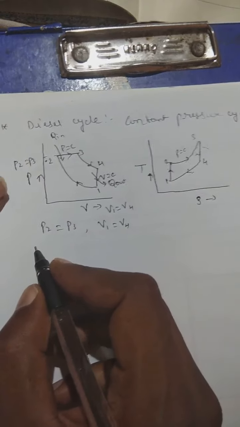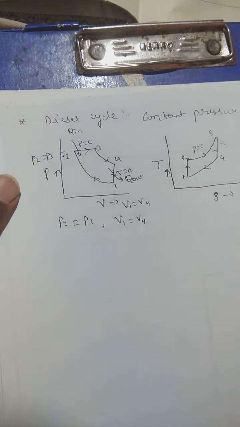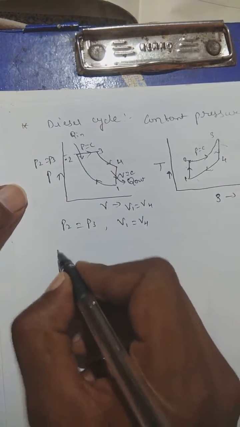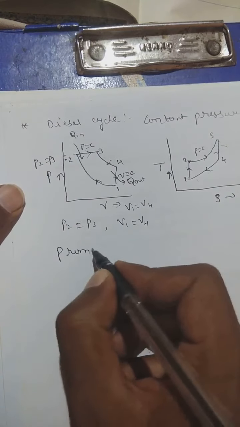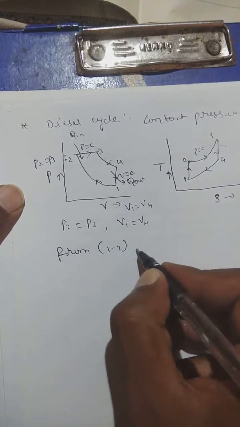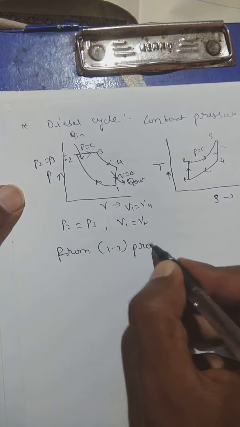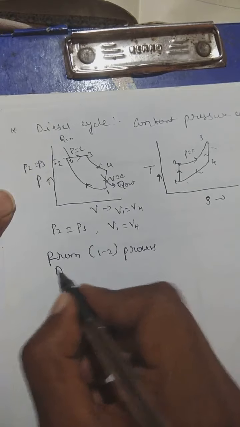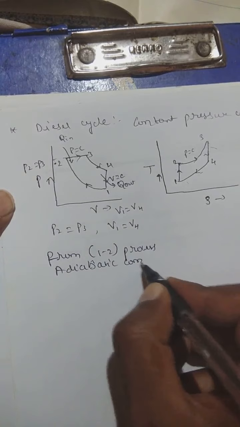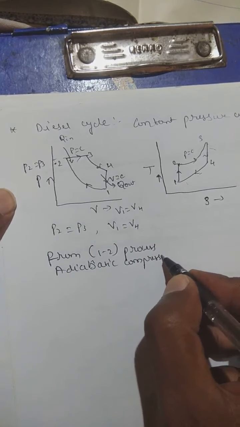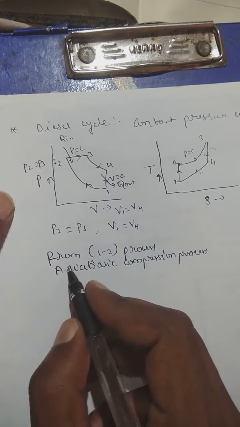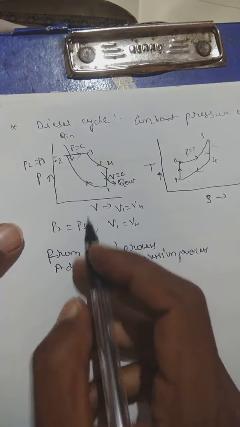For finding out the work done, we need to find out the net work done, so we need to find out the work done of each process. That is 4 processes. Starting from process 1 to 2, the adiabatic compression process. 1 to 2 is the adiabatic compression process, whereas 3 to 4 is the adiabatic expansion process.